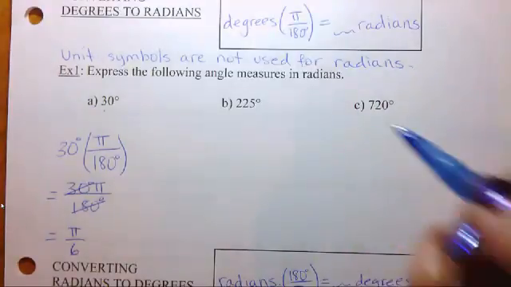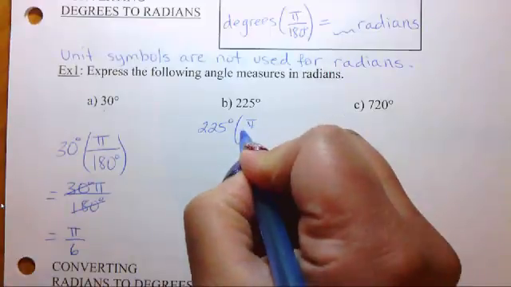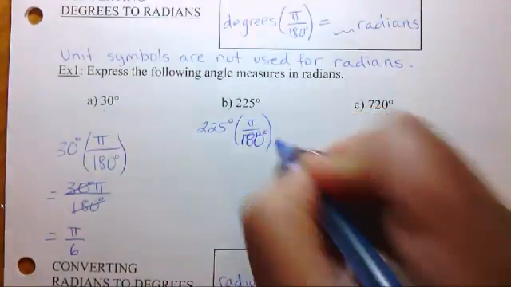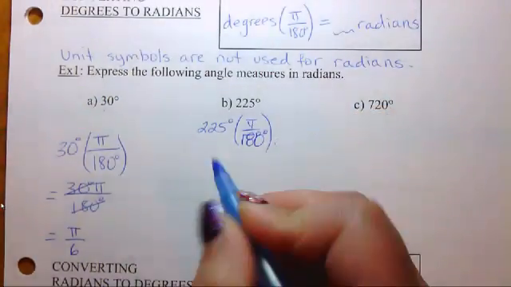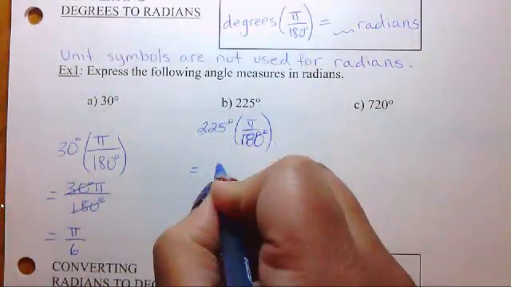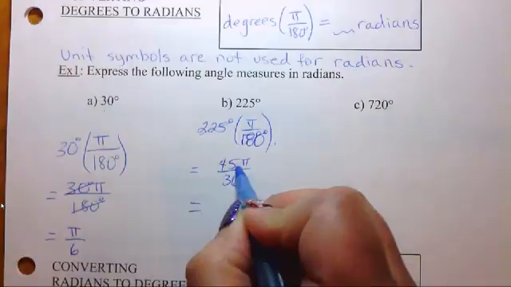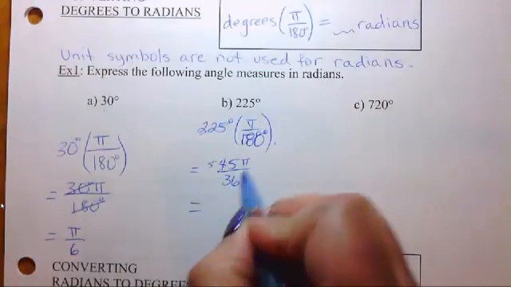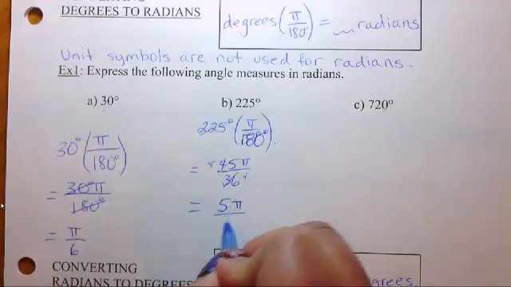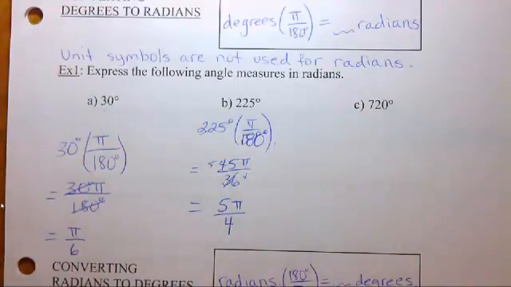Now for the second one, I want 225 degrees and I want to convert it to radians. So I've got pi over 180 degrees. That is going to reduce to, if I take a 5 out of here and a 5 out of here, I'm going to end up with 45 pi over 36, and I could still reduce that. Take a 9 out of here, I end up with 5. Take a 9 out of here, I end up with 4. So that's going to give me 5 pi over 4. All right, so why don't you give this one a try, and we'll cover it in class.